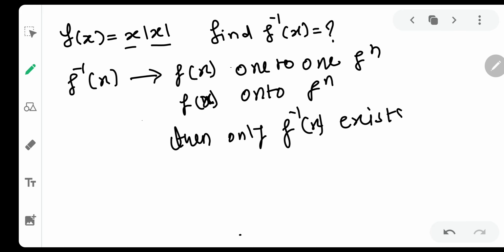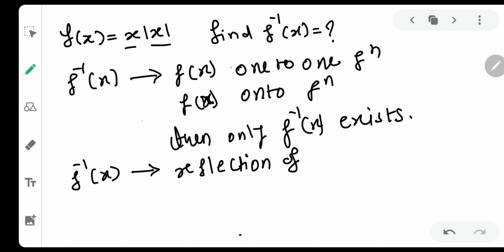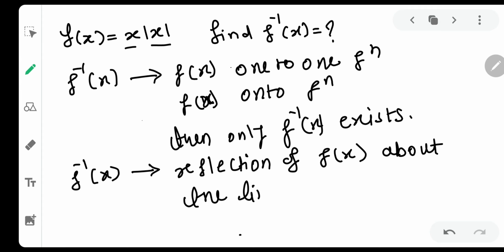Okay, so there's one more point. f inverse x is the reflection of f of x about the line y equal to x. Okay, so these two are important things which we will understand first graphically. f(x) is a 1 to 1 function, it has to be onto function, then only f inverse x will exist, and reflection of f(x) about the line y equal to x is nothing but f inverse x.